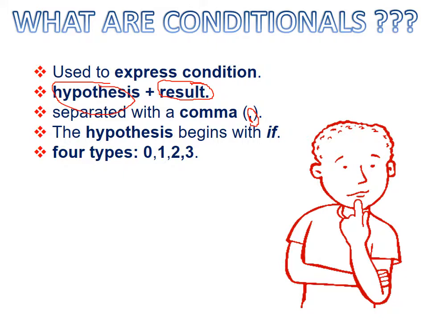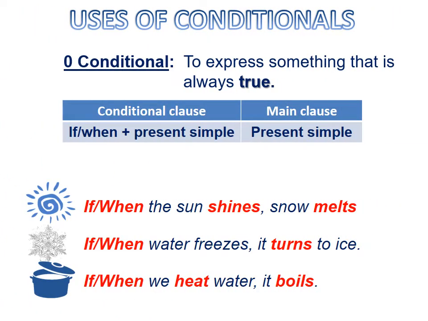And there are four types of conditionals: zero, first, second, and third. Well, zero conditionals. This is to express something that is always true. This is when we talk about general truths. For example, if water freezes, it turns to ice. Isn't it true? Isn't it always true?